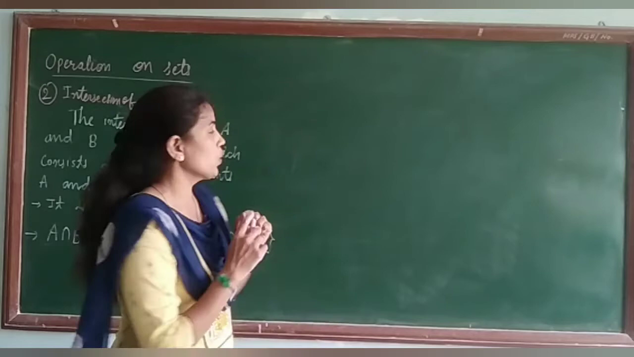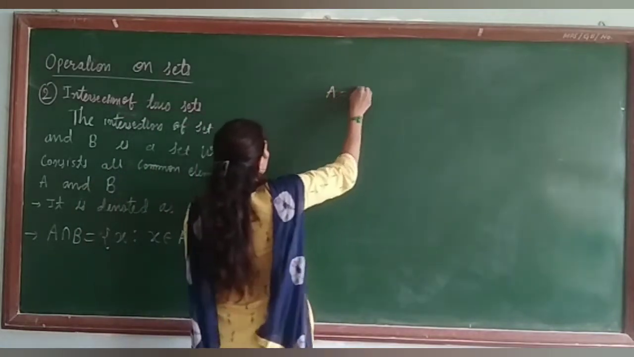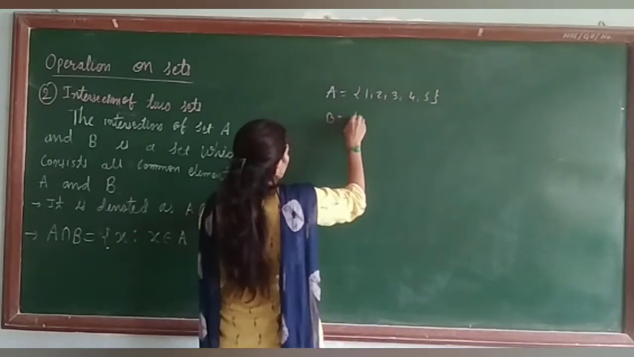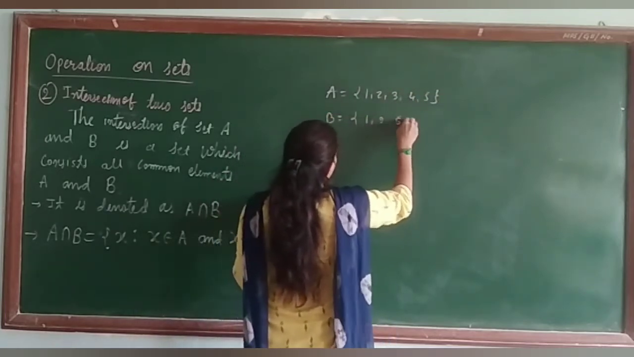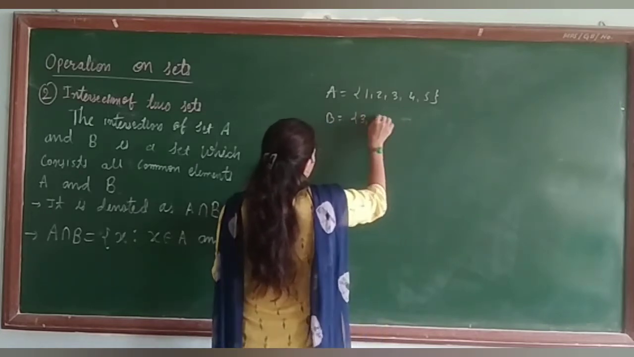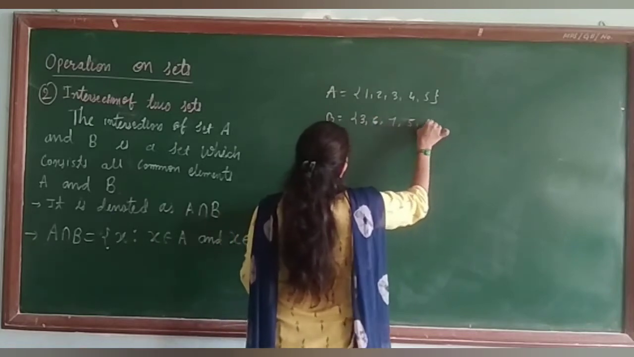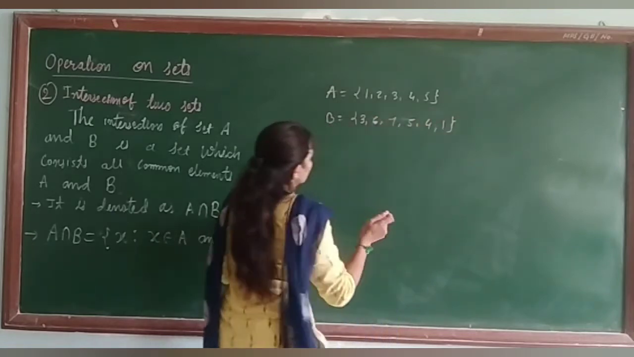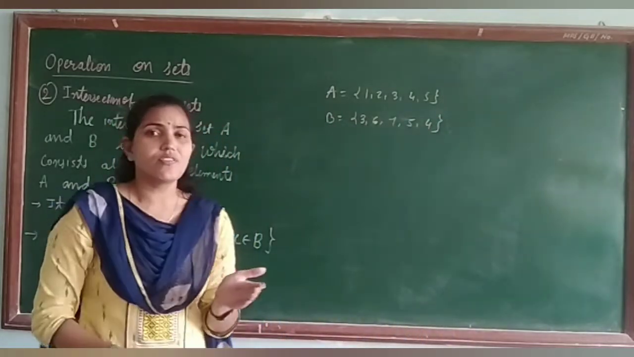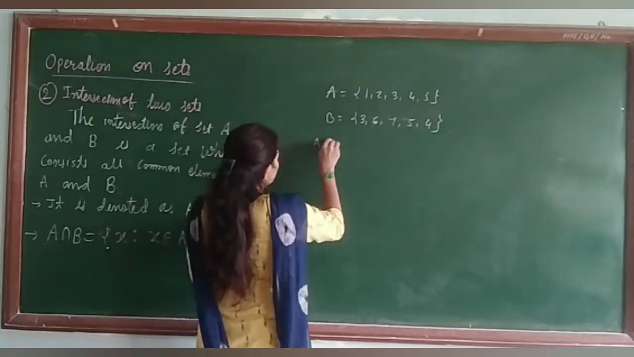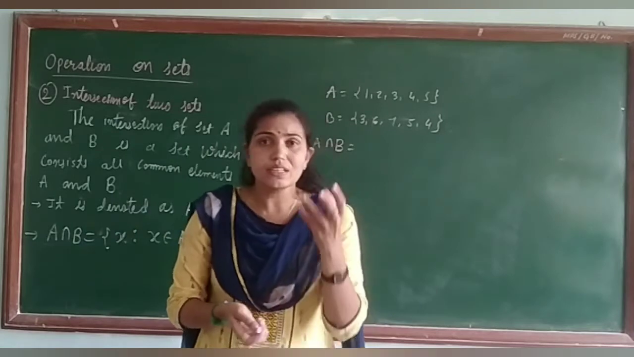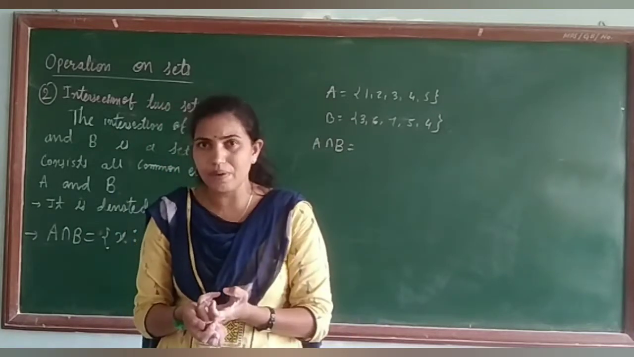So if you have here A is equals to 1, 2, 3, 4 and 5 and B is equals to 3, 6, 7, 5, 4 and 1 like this. So now here I want to write down the A intersection B. So what is the meaning of intersection? Just now I have explained. Intersection means just collect the common elements.